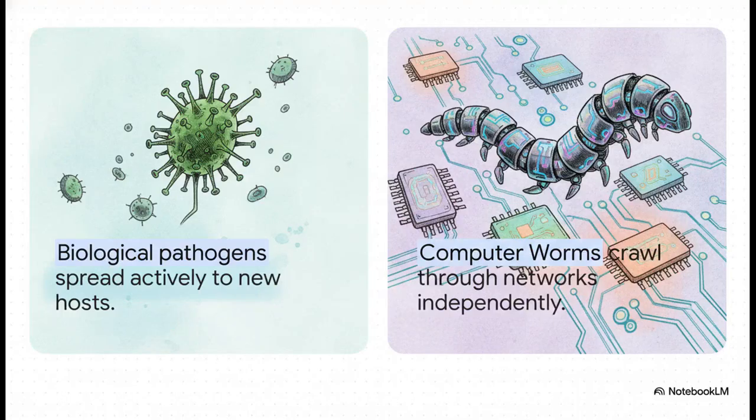Now think about the natural world. Certain pathogens don't even need a vector. They just spread independently through the air or water to find new, unsuspecting hosts. Well, computer worms follow this exact same biological pattern. They don't need a user to click a file or open an email. They actively crawl through networks entirely on their own.